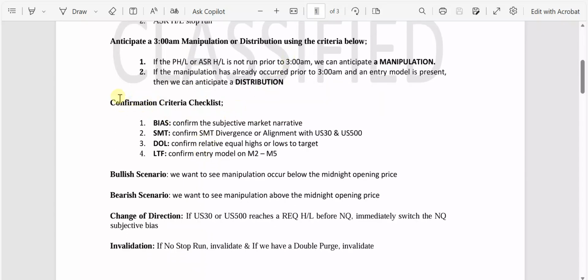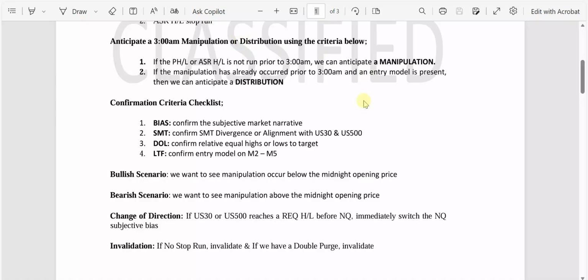Let me now jump to this other portion here. There are a few things we have to check out. I could call it a checklist. Checklist number one is the bias. For the bias, I'm not interested in the bias. I'm just interested in anticipating whether we shall have a manipulation or distribution within my time window before the London Open. Here we can confirm the subjective narrative, and you do that by anticipating the manipulation or distribution.